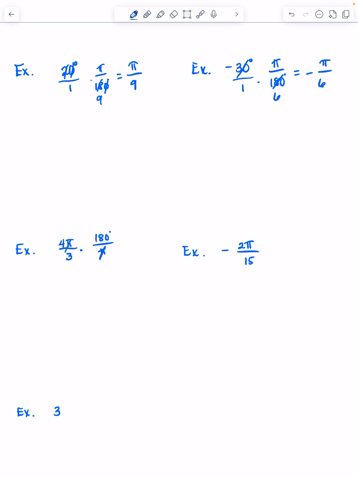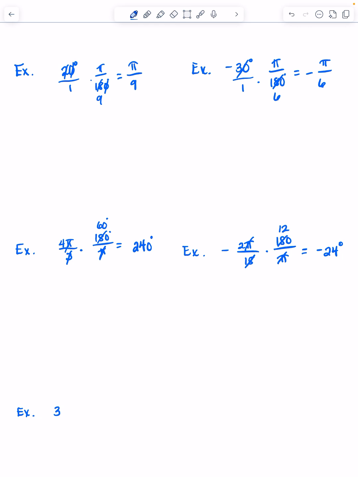Pi's cancel out. 3 goes into 180 60 times, and then you multiply numerator times numerator, denominator times denominator, so we get 240 degrees. Okay, same thing with a negative. When I multiply by 180 over pi, my pi's cancel out. 15 goes into 180 12 times, and when I multiply negative 2 times 12, I get negative 24 degrees.